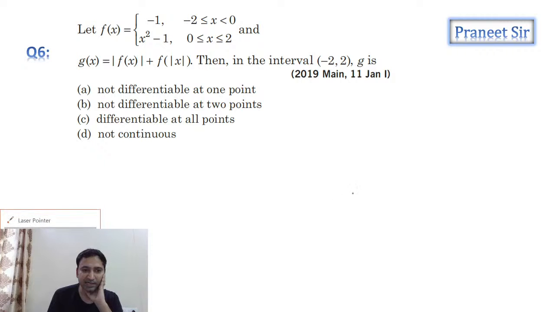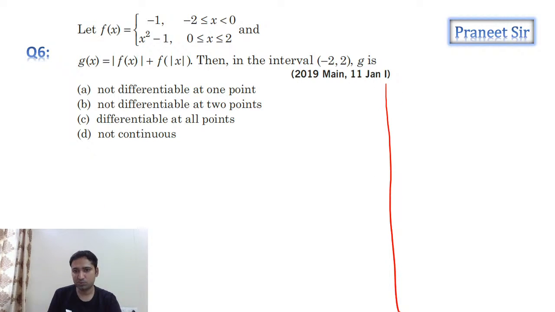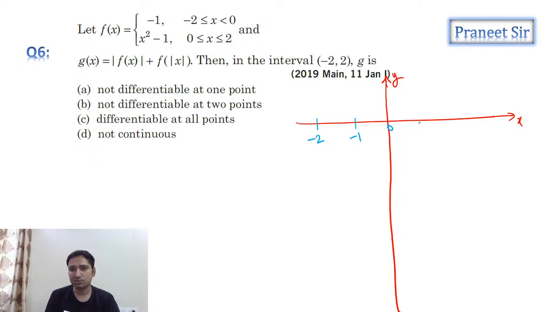Okay, so let's take it like this. This is the y-axis, this is the x-axis. So now let me draw the graph of f of x first. f of x is defined from minus 2 to 2 only, guys. Minus 2, minus 1, 0, 1, 2. Only this part. So now let's draw the graph of this.